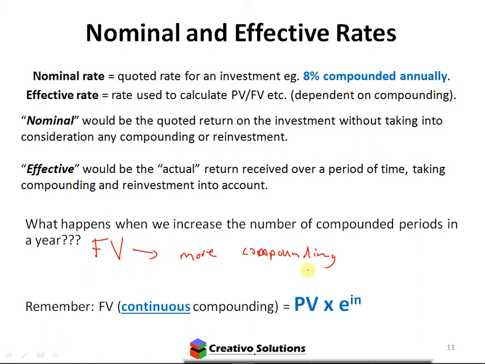EAR, not R. Okay, right, the R is your rate. Is there a limit to this? Yes, there is. Continuous compounding is the limit. So if I continuously compound something, meaning the periods are so small there's an infinite number of them, I would then have PV times e to the power iN.